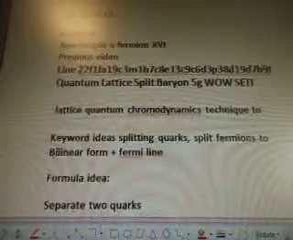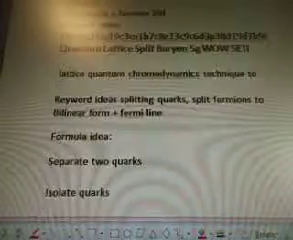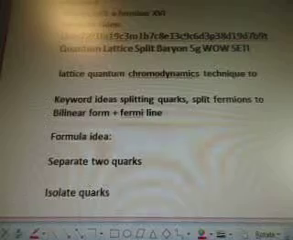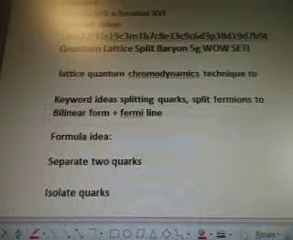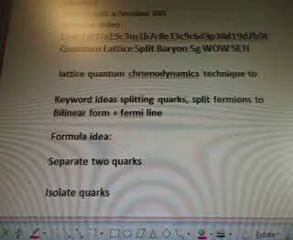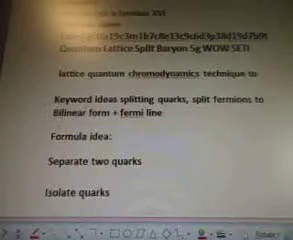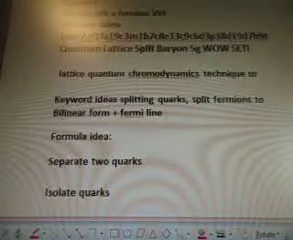There's the line of data it came from, quantum lattice split baryon. And we're doing a lattice quantum chromodynamics technique. And that was based on splitting quarks, split fermions to bilinear form and fermi line. So my formula idea was to separate two quarks, isolate the quarks.